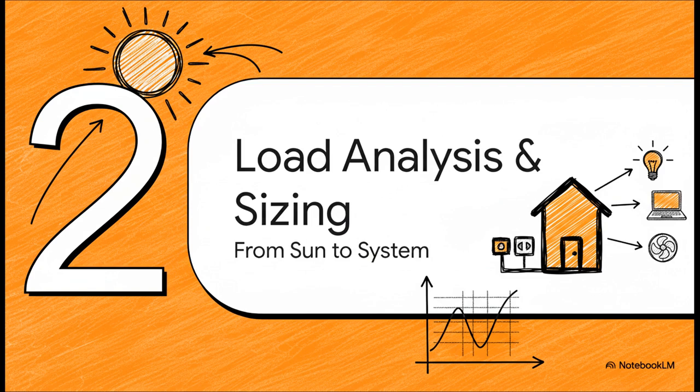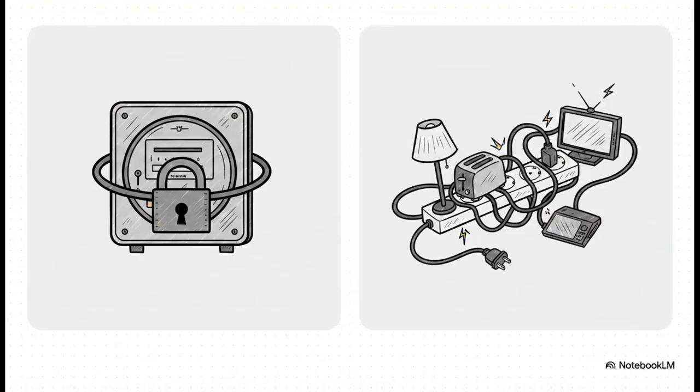Moving right along to Section 2, load analysis and sizing. Before we even look at what the house needs, we evaluate what the sky is giving us using global horizontal irradiance, or GHI. That's what helps us calculate our peak sun hours, which is the true fuel for the entire system. Okay, so the absolutely crucial point here is understanding the difference between two key terms.